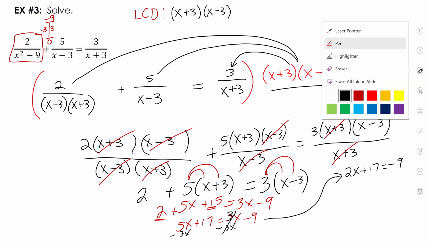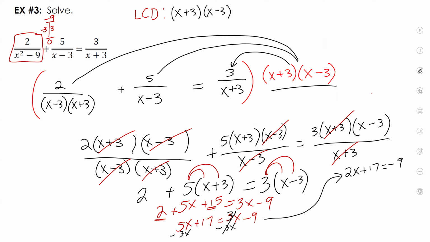What do I do now? Thank you, Jaden. Subtract 17. So I get 2x equals, what is this? -26, thank you. And then I divide both sides by 2. You'll get x is -13. And always, guys, plug it back in, make sure it works.